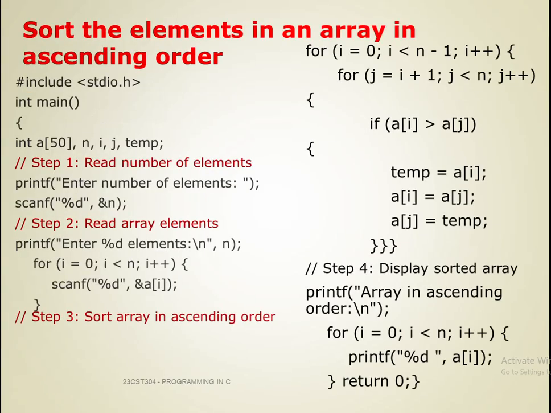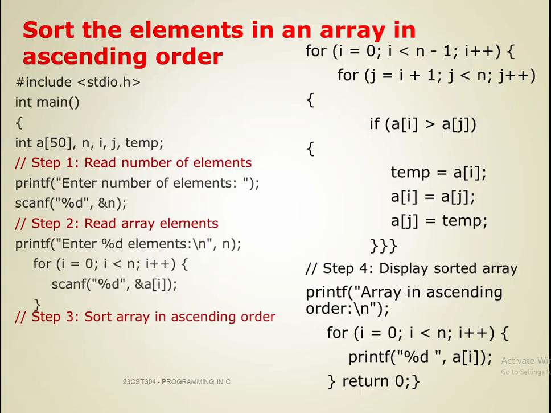Sorting requires comparing one element with other elements. Therefore, we use two loops. For i equals 0, i less than n minus 1, i plus plus, as the outer loop. Then the inner loop for j equals i plus 1, j less than n, j plus plus. After that we have the if condition checking a of i greater than a of j. After that we have some statements for changing the values.